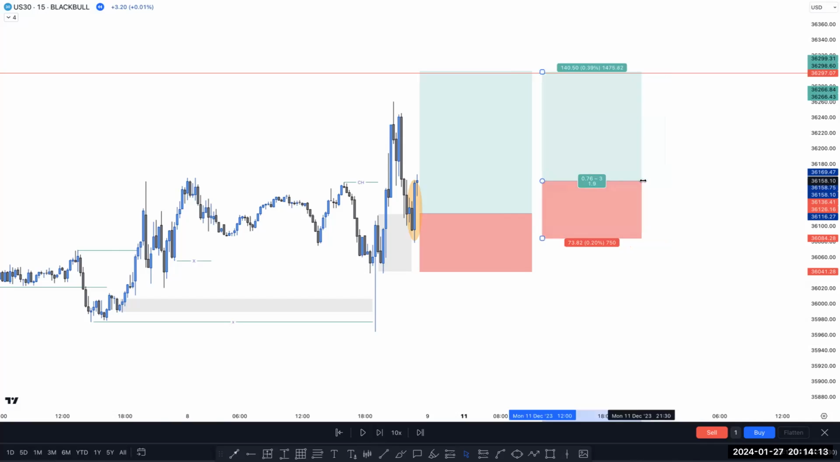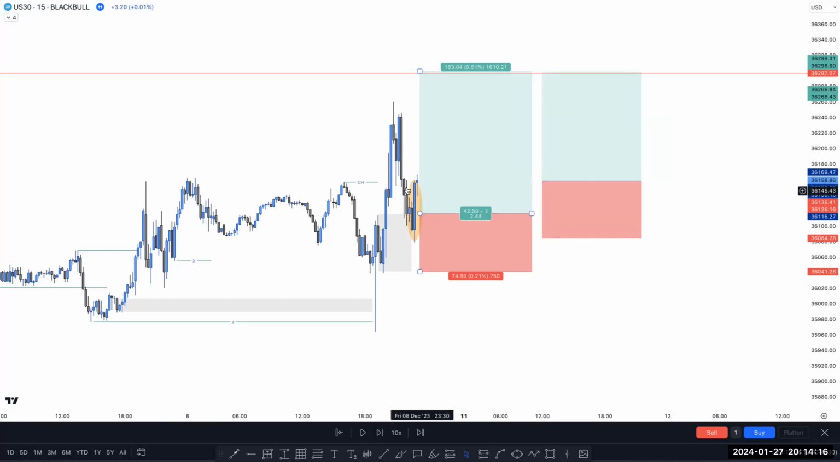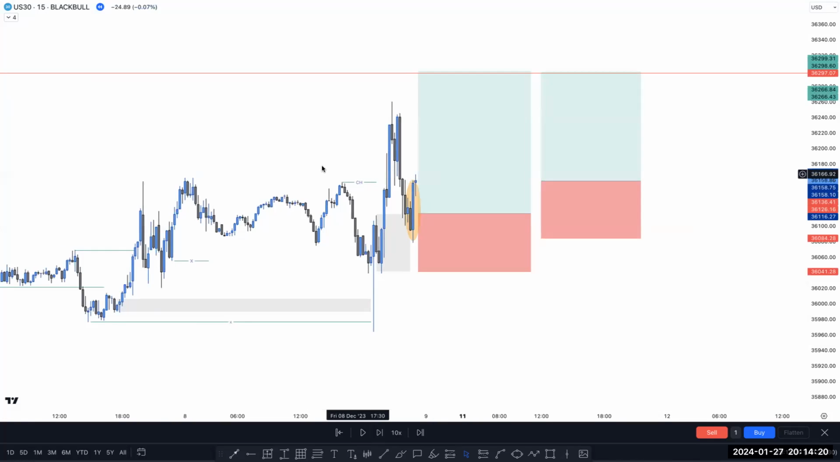But the next candle hasn't closed above it. Still not closed above it, but if it closes, in that case we can use it. Otherwise, no. Yes, of course.